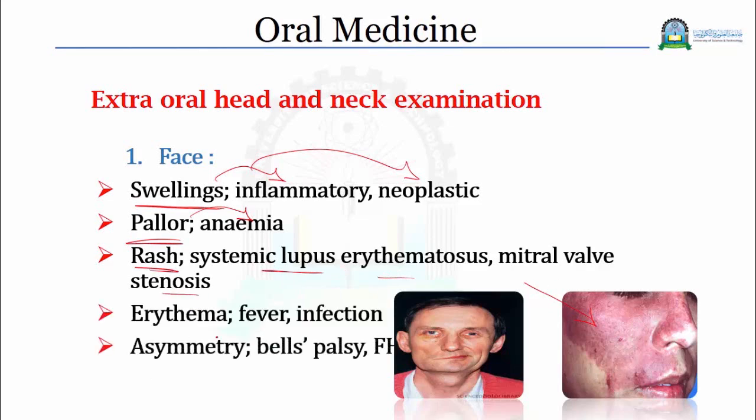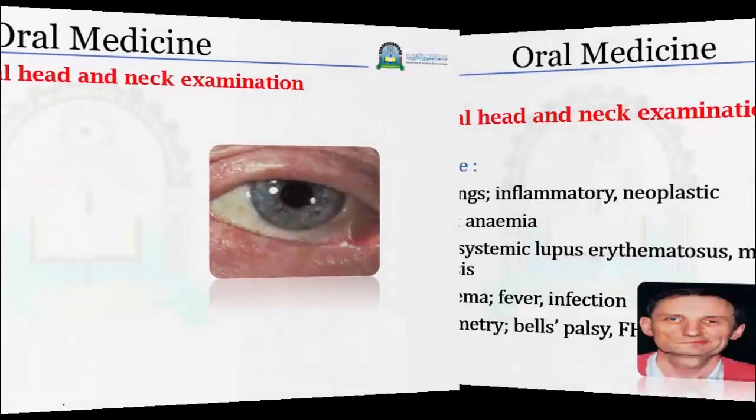If the patient's face has erythema, it may be related to fever or infection. If there is any asymmetry of the patient's face, this may indicate Bell's palsy or facial hypertrophy. As we see, this patient complained of Bell's palsy or facial nerve paralysis.